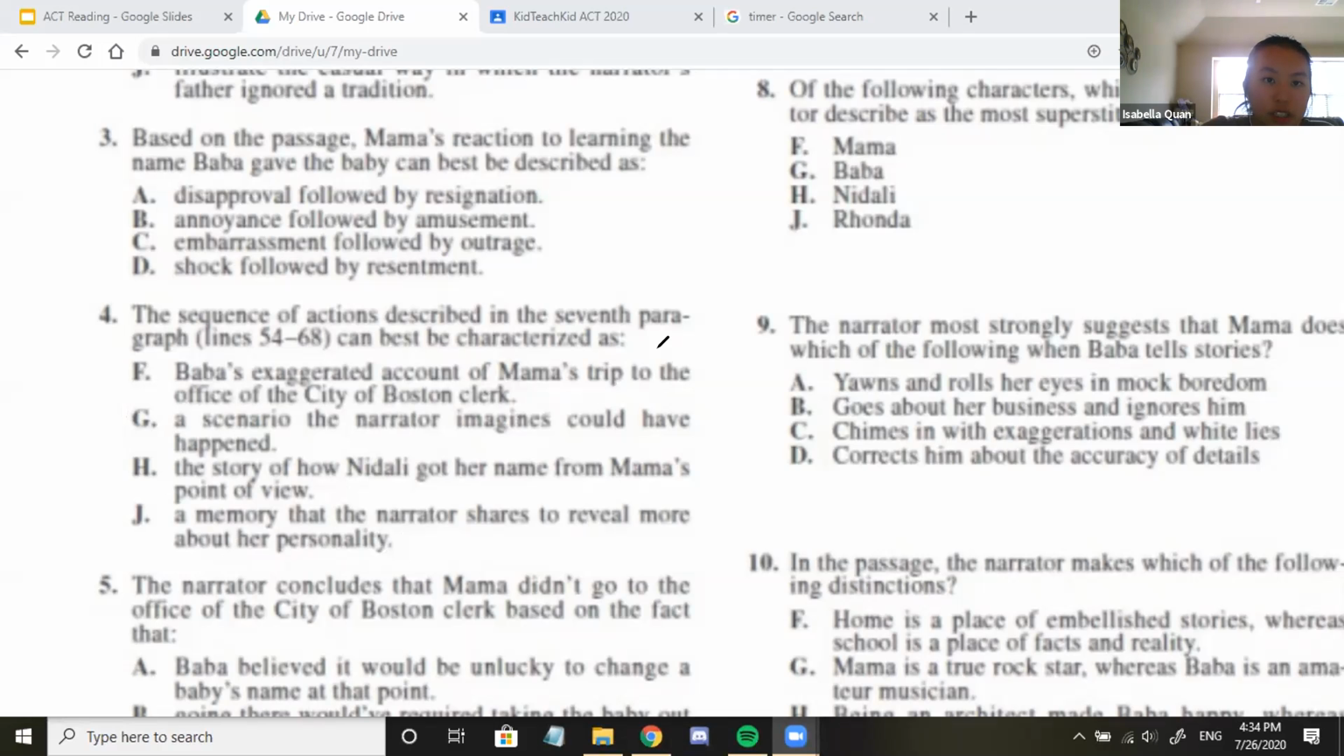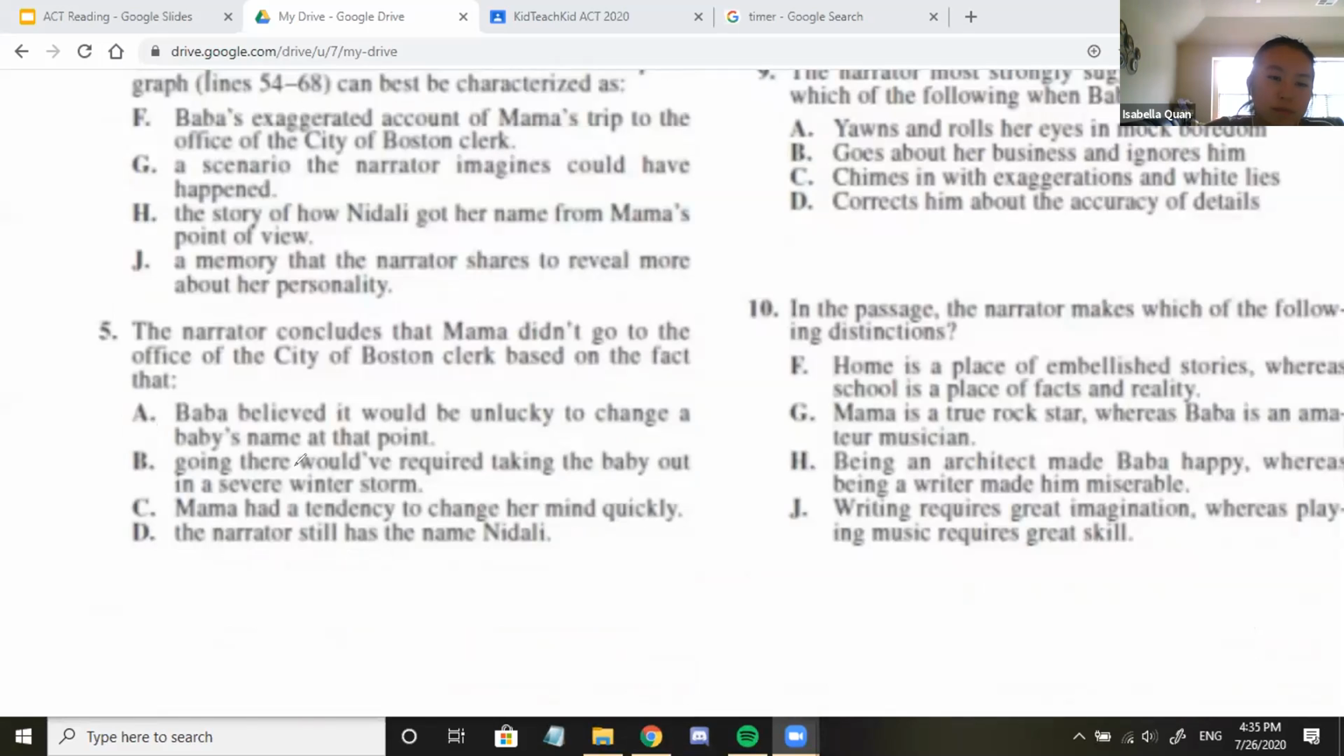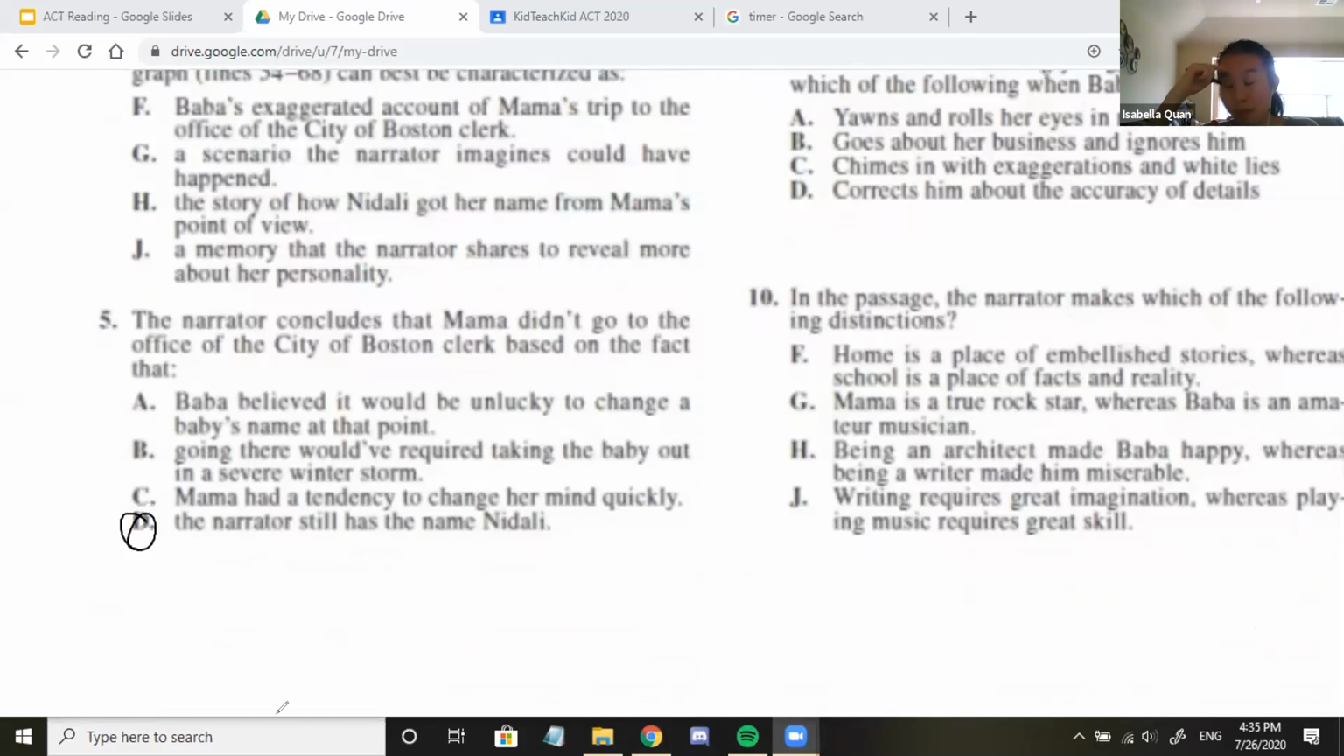Next is H. No, sorry, not H. Next is 5. I don't know why I said H. This one's D. I highlighted that, "because I still have my name." It's definitely not a winter storm. They mentioned heat, and winter is not hot. That Ma had a tendency to change her mind quickly: it doesn't actually imply that. And it wasn't just her dad. It was actually her mom who believed that it would be unlucky. So it is going to be D.